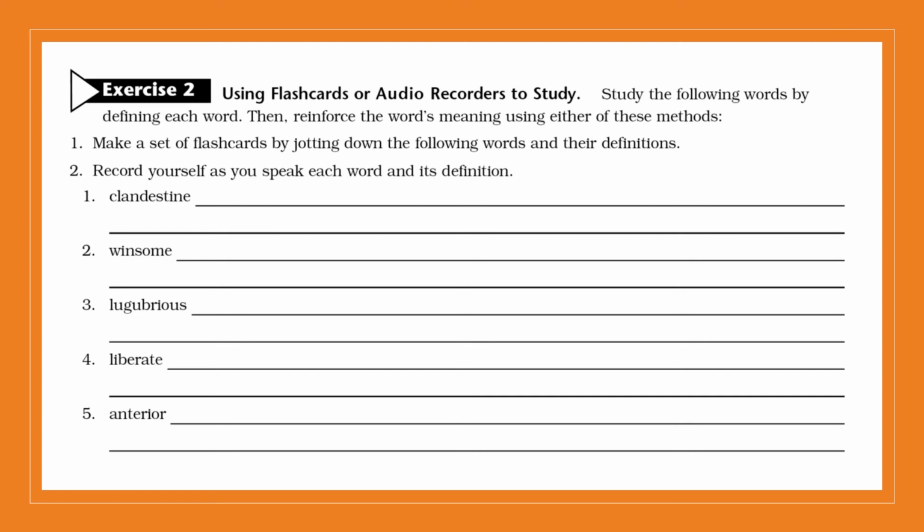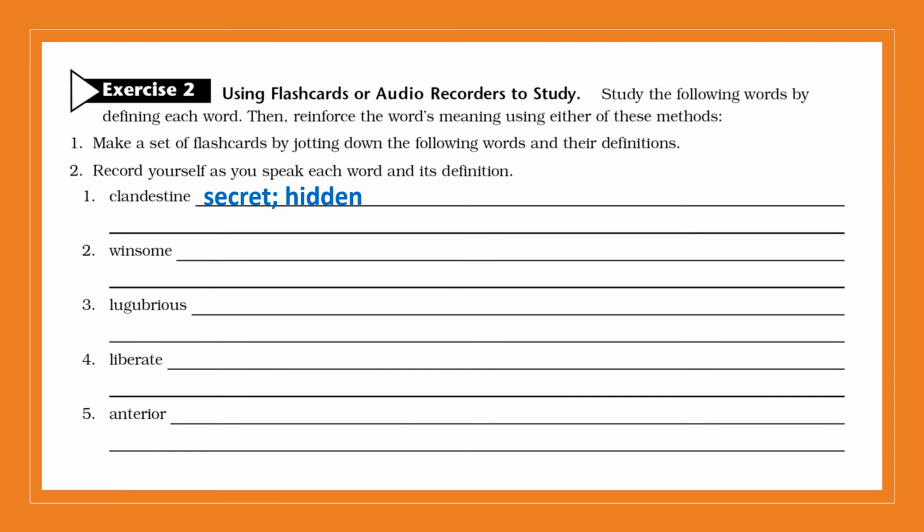So the first word we've got is clandestine, meaning secret or hidden. So one way of doing this is to write clandestine on one side of the flashcard and the meaning on the other side of the flashcard, which is secret, hidden. Or you can record yourself saying clandestine and leaving a pause and then saying the definition. So when you listen to yourself, after recording yourself, in that pause, you try to say the meaning of the word.